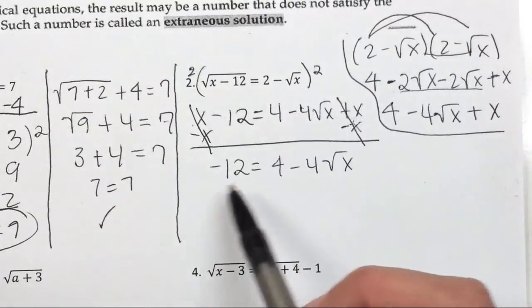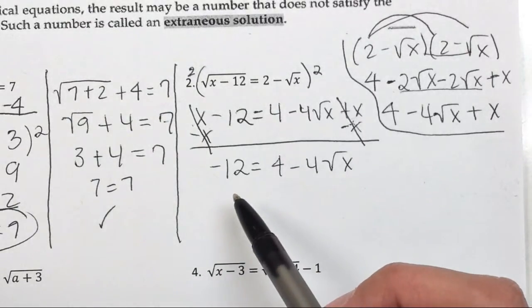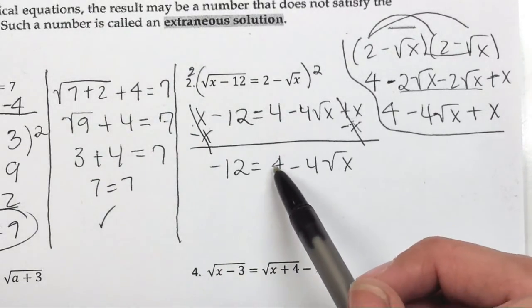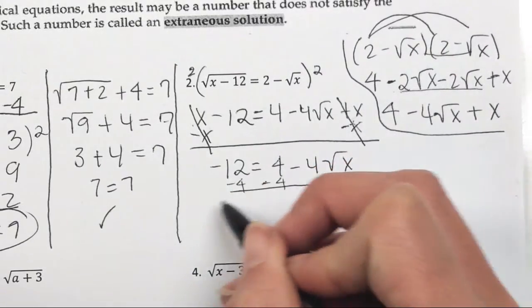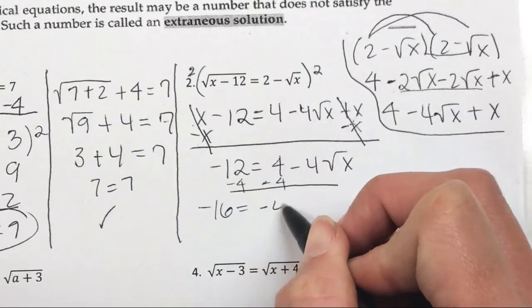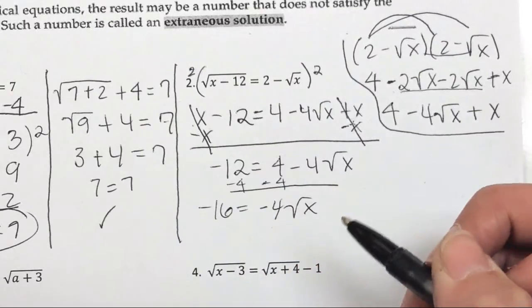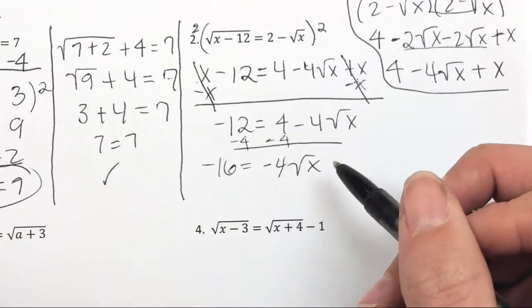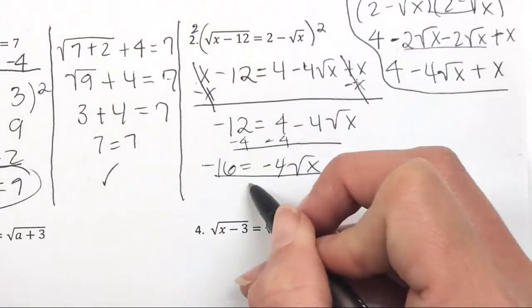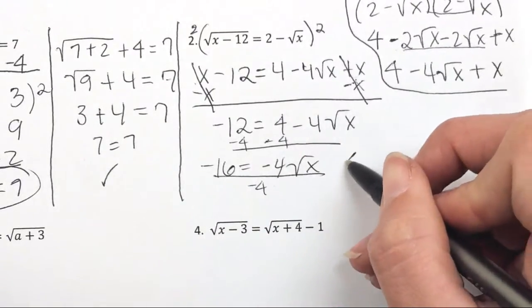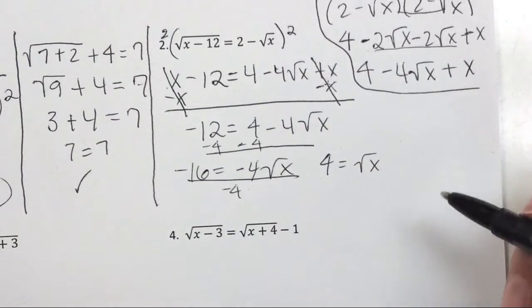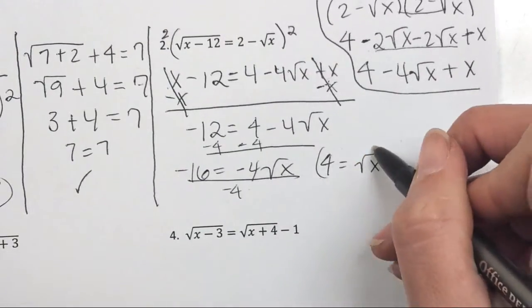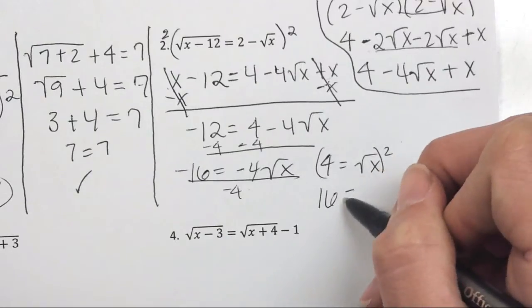The 12 and the 4 are like terms. So I'm trying to get x by itself, so I'll move the 4 over here by subtracting. So I get negative 16 equals negative 4 square root of x. Now to get x by itself, I need to divide everything by this negative 4. So I'll get 4 equals square root of x. And now to get the x by itself, I just square both sides. So that was 16 equals x.